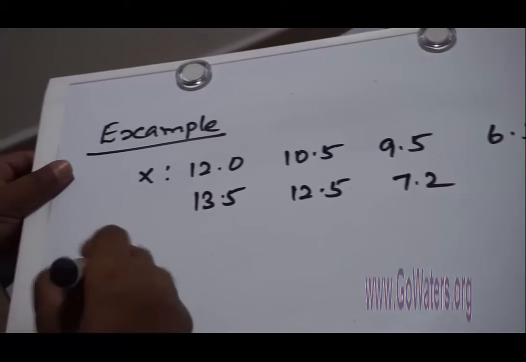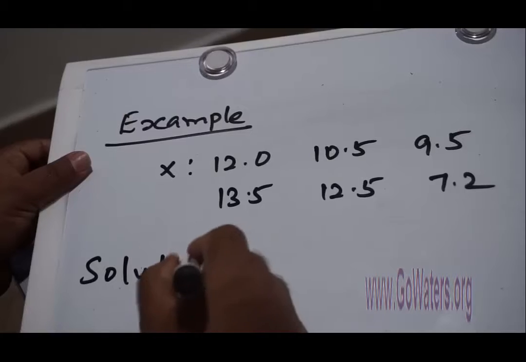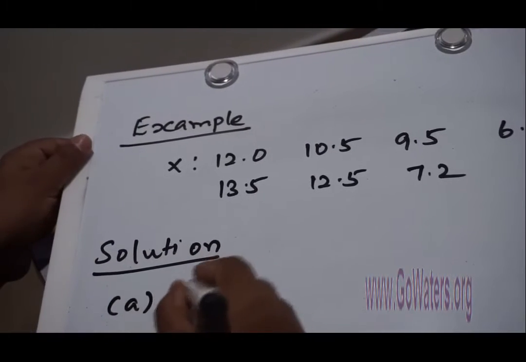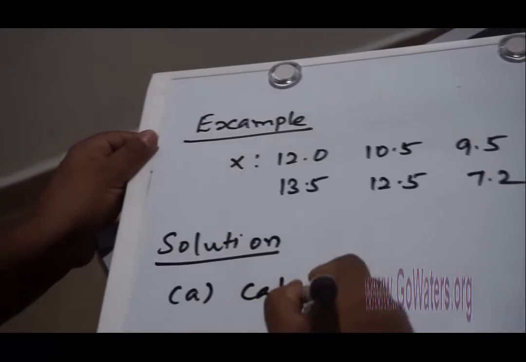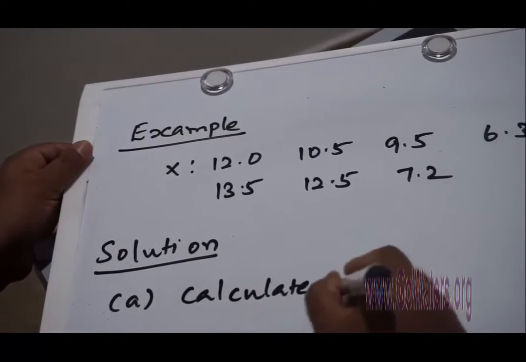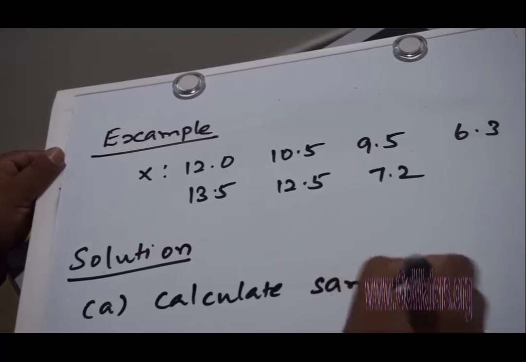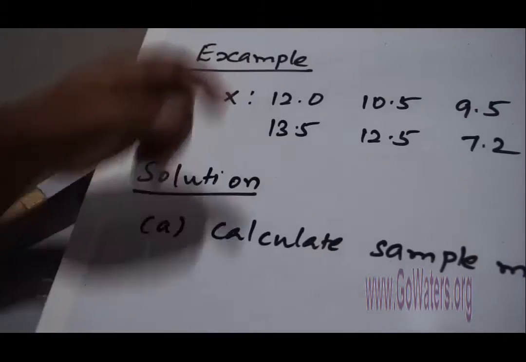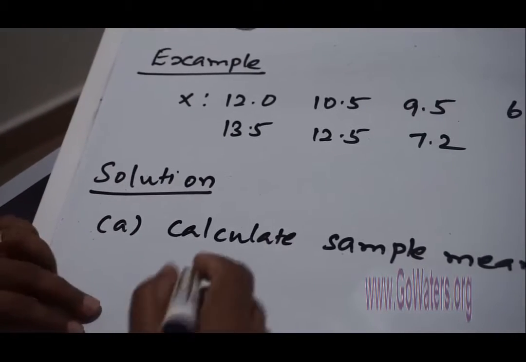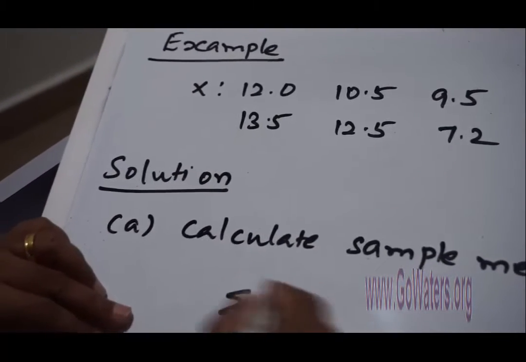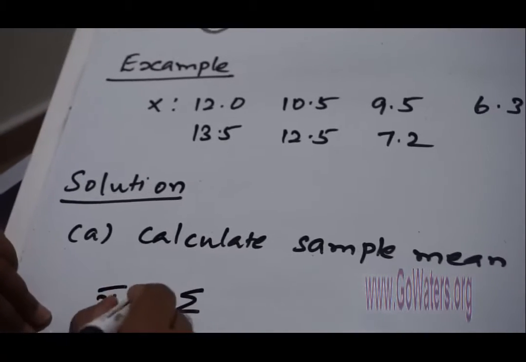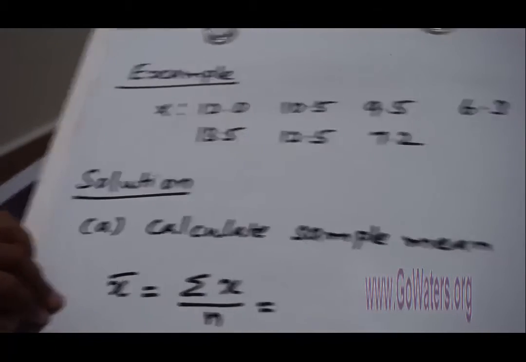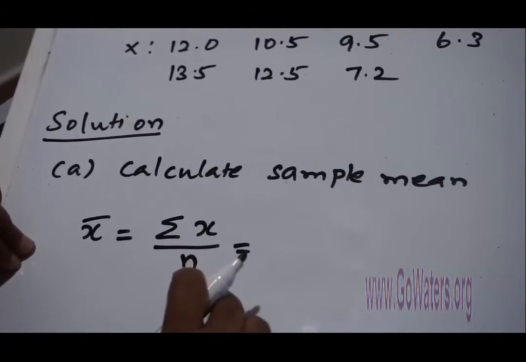So now in the solution, question A is calculate the sample mean. Okay, so the formula is very simple. Since it's raw data, the formula is very simple. So summation x over n, x bar, we call the sample mean. That means we are adding all this information and dividing by the number of samples you have.